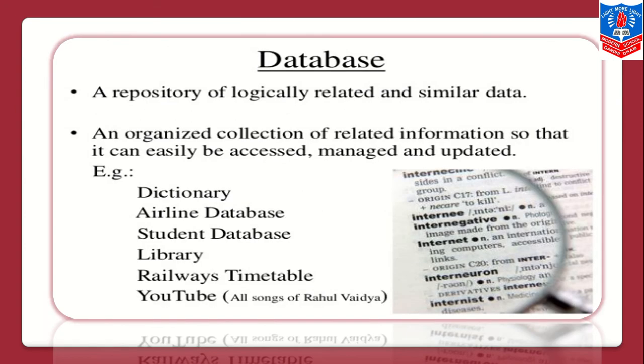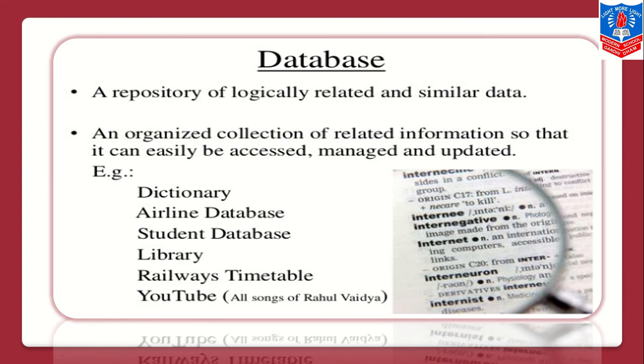Data हमने समझ लिया, raw facts and figures. Information समझ ली, that is the output of raw facts and figures when they are processed through a particular package or software through a computer system. Now अब देखते हैं ये database क्या है. A repository of logically related and similar data. ये डेटाबेस लॉजिकली रिलेटेड और सिमिलर डेटा की एक रिपोजिटरी है. And an organized collection of related information so that it can easily be accessed, managed and updated.